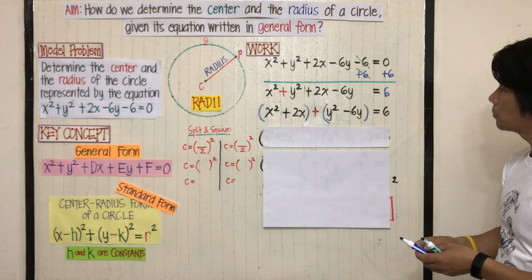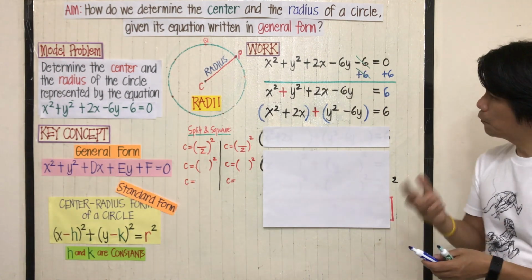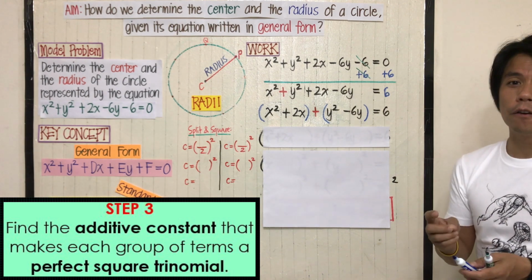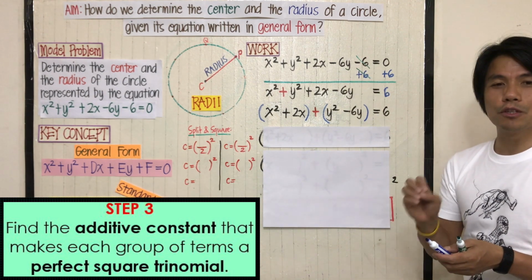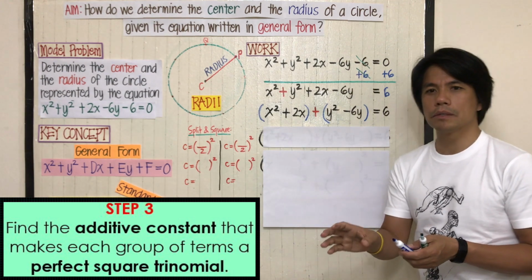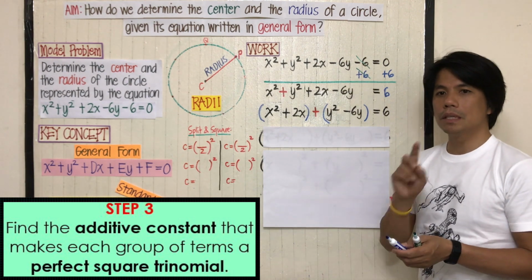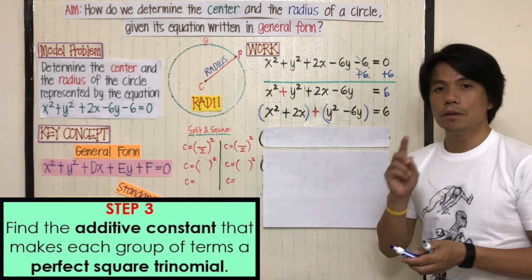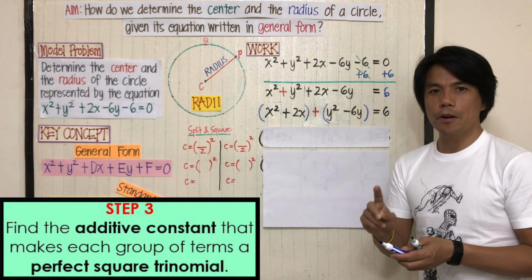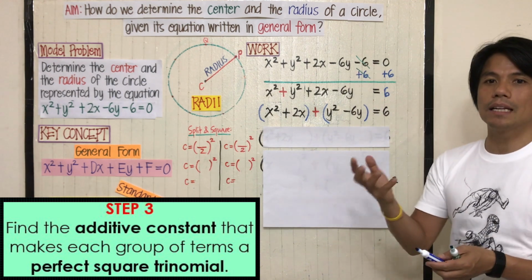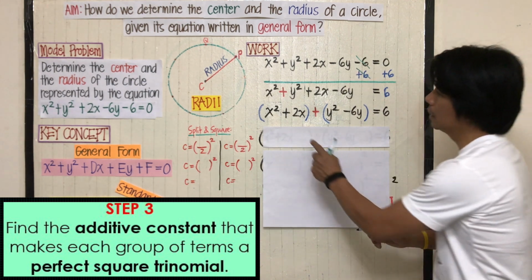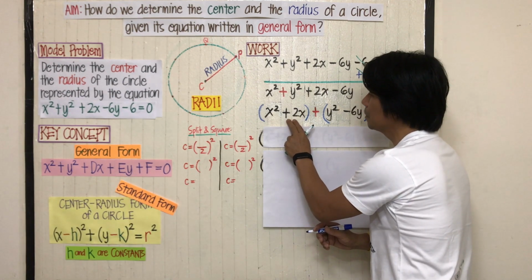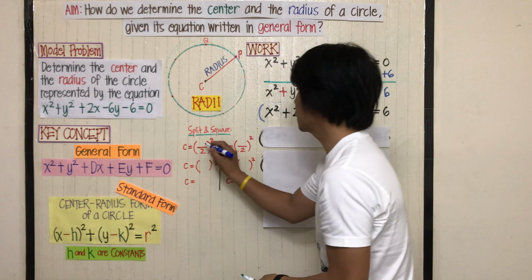Alright, now, step 3, we need to find the additive constant using the linear coefficient. Remember, you need to check the previous videos, one of the links below, so that you would understand the terminologies, the keywords that I'm using. Again, using the linear coefficient, we can find the additive constant. In the x terms, the linear coefficient is positive 2, so we need to put the positive 2 right here.